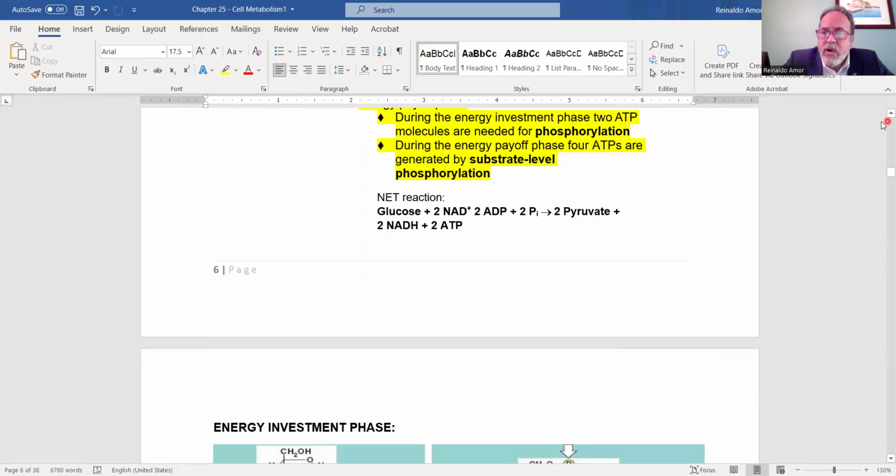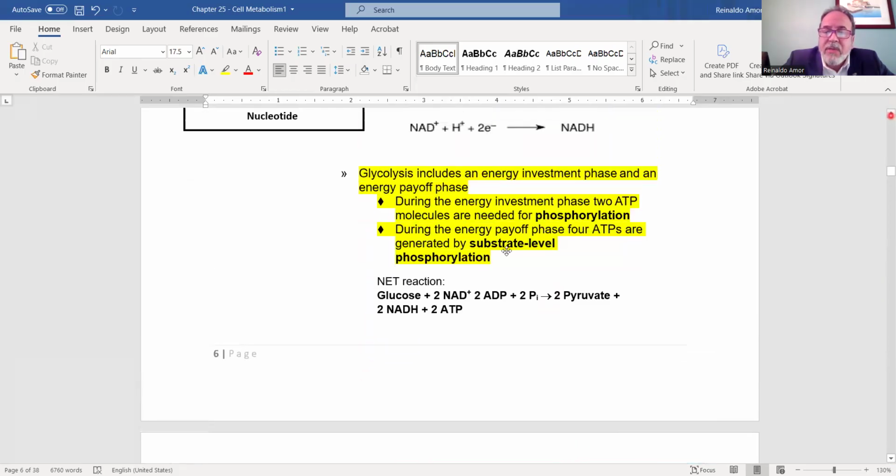Now, another word that you need to understand here: substrate level phosphorylation. When a phosphate is added to something, then it becomes phosphorylated. So when we add a phosphate to adenosine diphosphate, we make adenosine triphosphate. We make ATP by extracting a phosphate from somebody. When we do that, that's called substrate level phosphorylation. We're getting a phosphate from a substrate to make ATP.